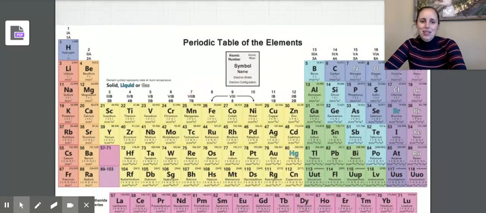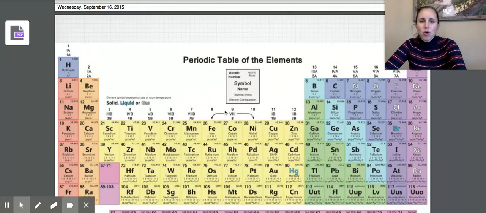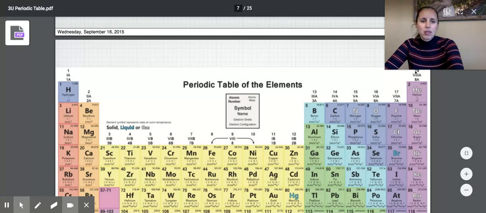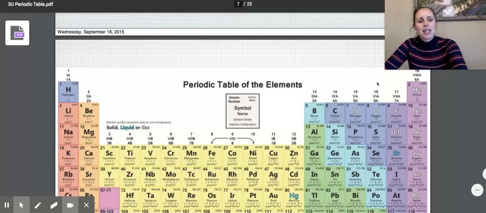So this isn't necessarily the best representation for shared properties. It's really just the most convenient table that we can fit onto a piece of paper. So in all reality, when you think about it, helium and lithium are very similar. Helium and lithium only differ by one proton, yet they're on different sides of the table.